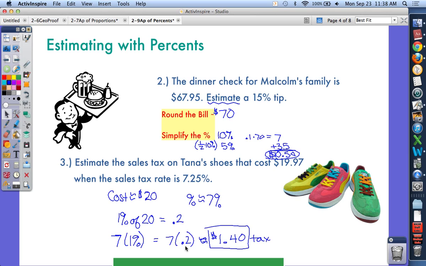So 1% is 0.2. We have 7 of those. That's going to be about $1.40 in tax. Keep in mind it might be a little bit more since we rounded the sales tax rate down, but it'll be pretty close to it.